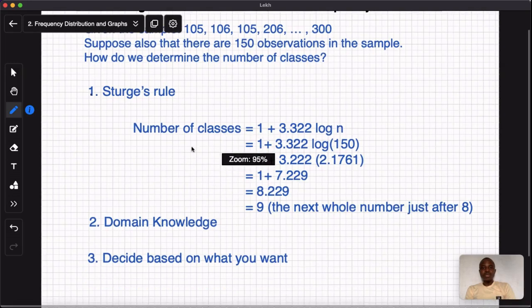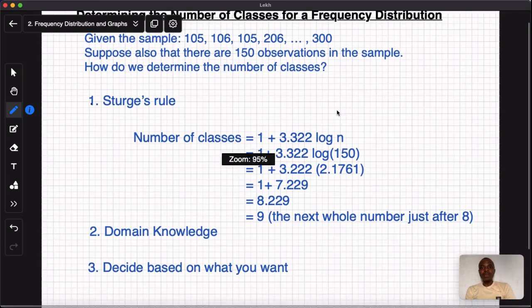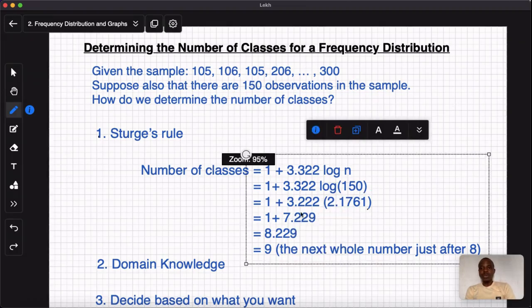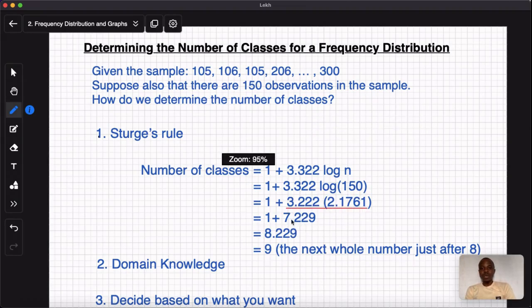Sturges' rule says the number of classes should be equal to 1 plus 3.322 log n. And so what is n? n is the number of observations that you have. In this case, let's assume it's 150. So if you find log 150 and multiply this out, you're going to get 7.229, and that will give us 8.229.